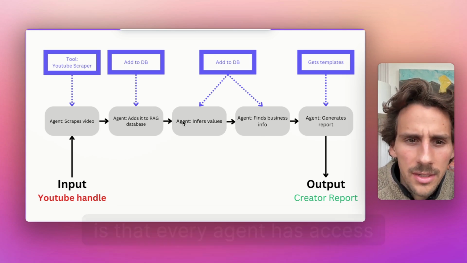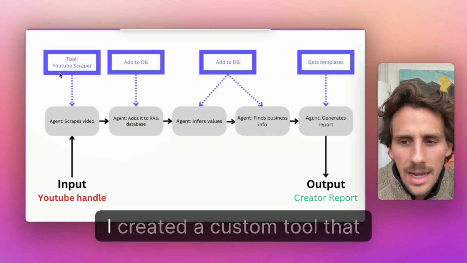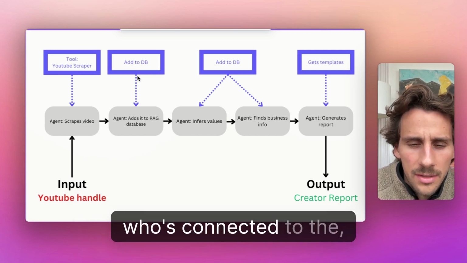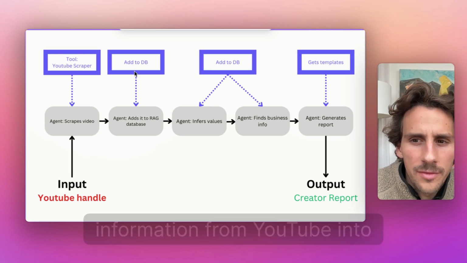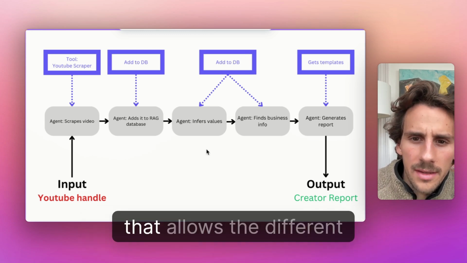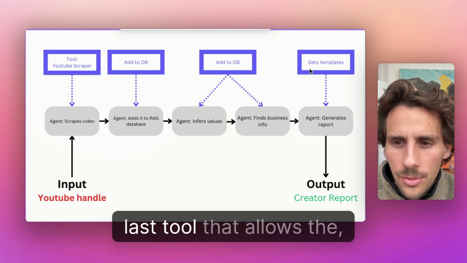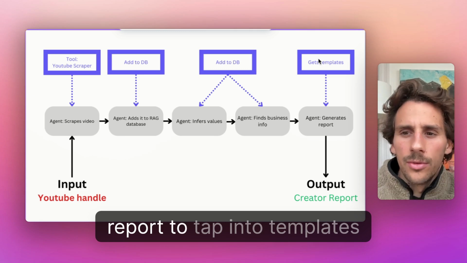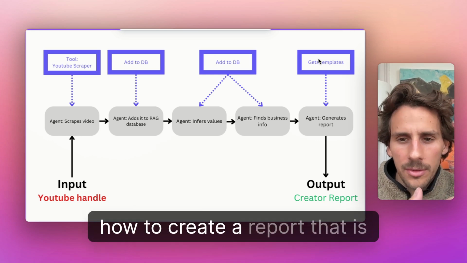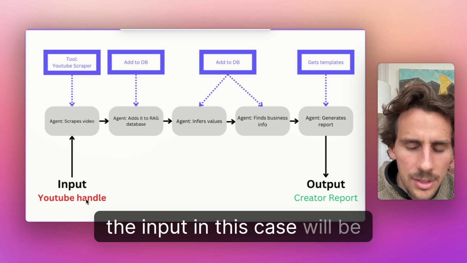What's important to see here is that every agent has access to different tools. The agent who's scraping the video uses a custom tool I created that allows it to scrape YouTube and find the most relevant videos. Then there's another agent who's capable of pushing the information from YouTube into the RAG database. And then we have a third tool called Query Database, which I will show you, that allows the different agents to query and ask a list of questions to the database. Finally, we have a last tool that allows the agent who's creating the report to tap into templates and examples that we already have to help figure out how to create a report that is going to be helpful later on. So the final output is the creator report. And as I said, the input in this case will be the YouTube handle.